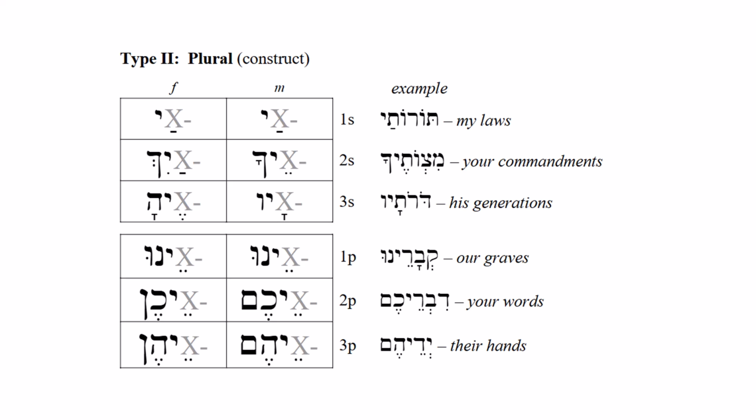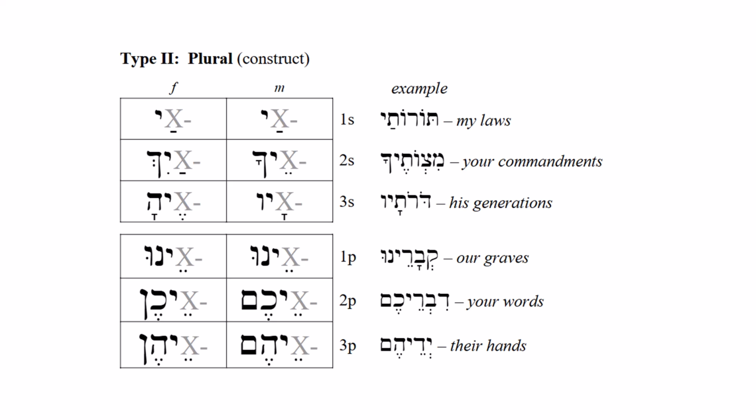Let's go through them. In the masculine singular, first person singular, you have ai, and that is the same as the feminine, ai. Second person singular, you have echa. In feminine, you have aich. In third person masculine singular, you have av.